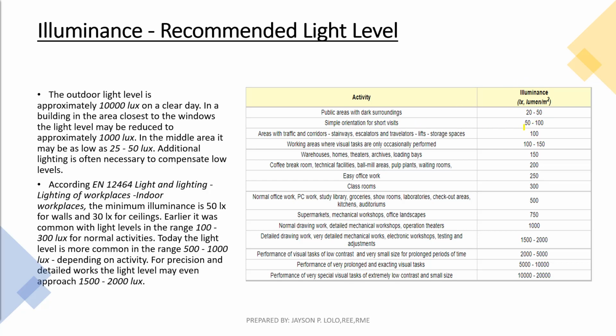Simple orientation for short visits is 50 to 100. Now let's refer to the home. We have warehouses and home theaters at 150. For office work, we have 250. You can use this reference for the lighting of indoor workplaces, the recommended light level. For a classroom, we are required to have 300 lux.